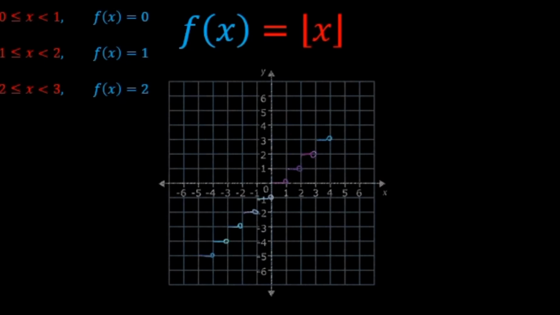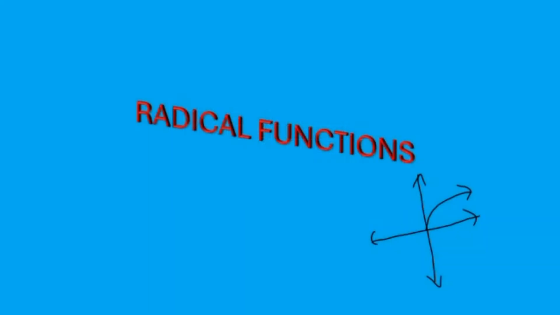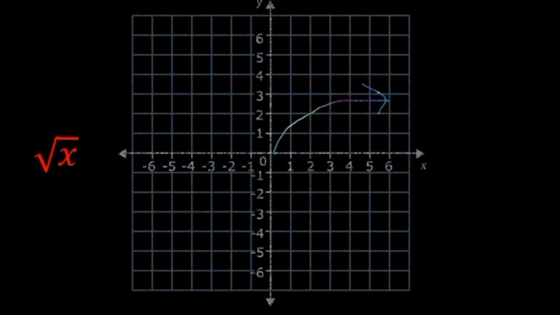Now we'll talk about radical functions. Did you forget the square root of x? Yep, we haven't done that, and its graph is quite different. Root x looks like that, root negative x like that, negative root of x looks like that, and negative root of negative x looks like that.